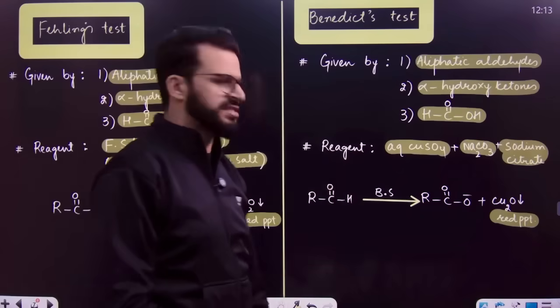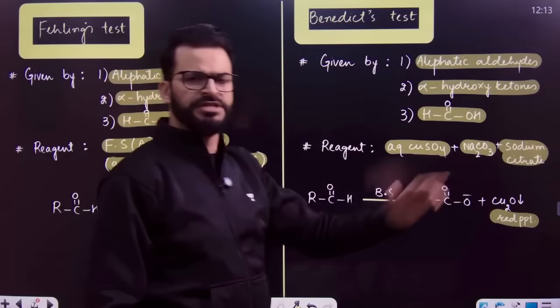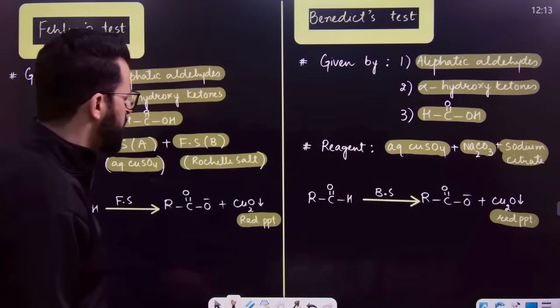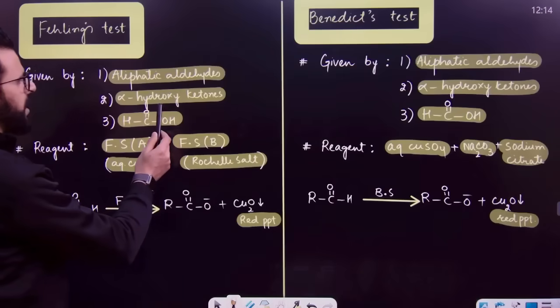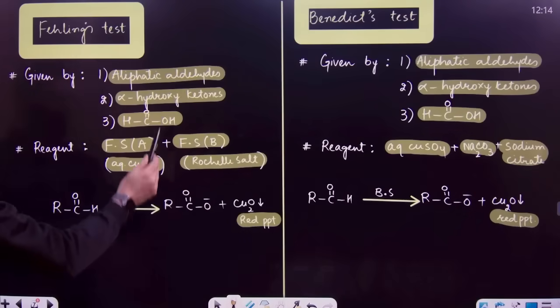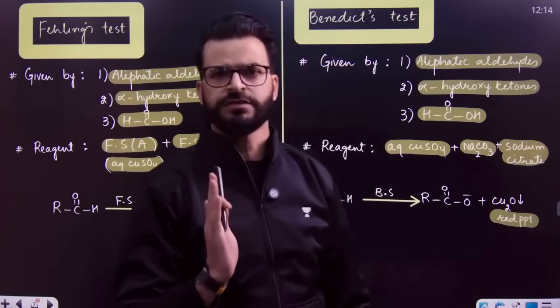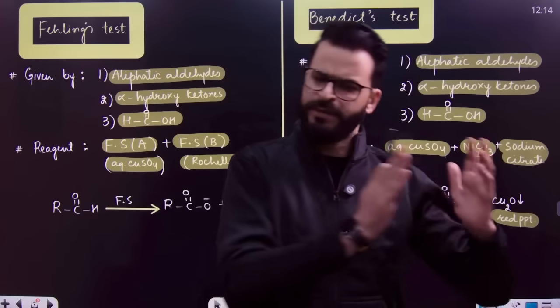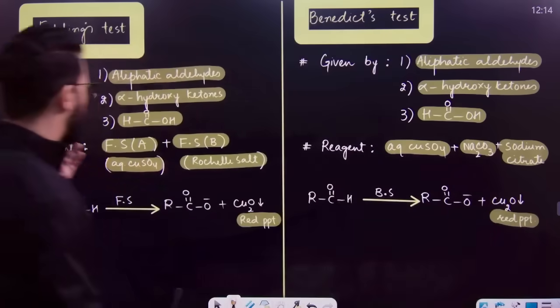Fehling's test and Benedict's test reactions are similar, and a red precipitate of Cu2O is obtained in this test. But this is given by either aliphatic aldehydes, alpha hydroxyketones, or formic acid. That means aromatic aldehydes do not show these tests. So with the help of this test, we can distinguish aliphatic aldehyde from aromatic aldehyde or aliphatic aldehyde from ketones, because ketones also do not show this reaction.